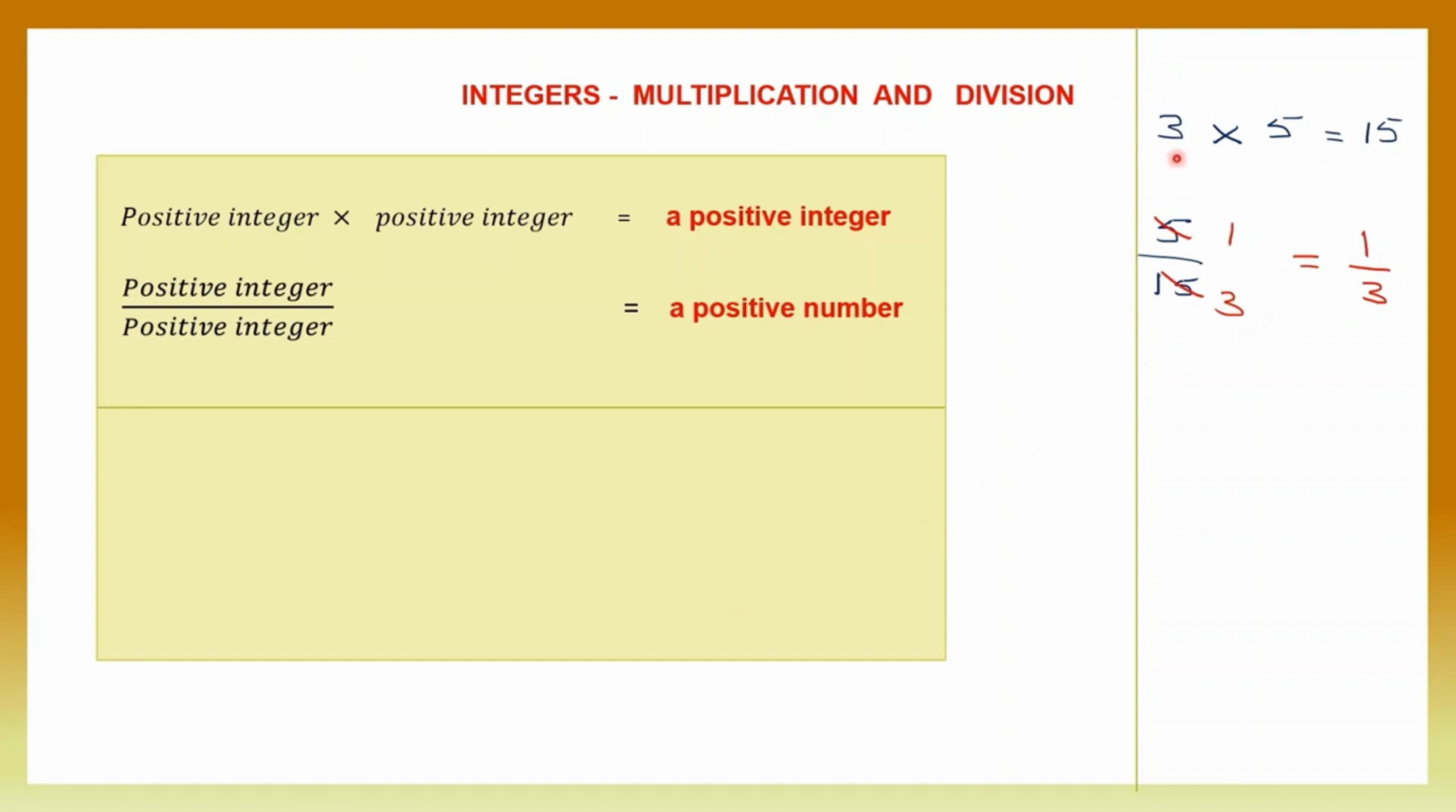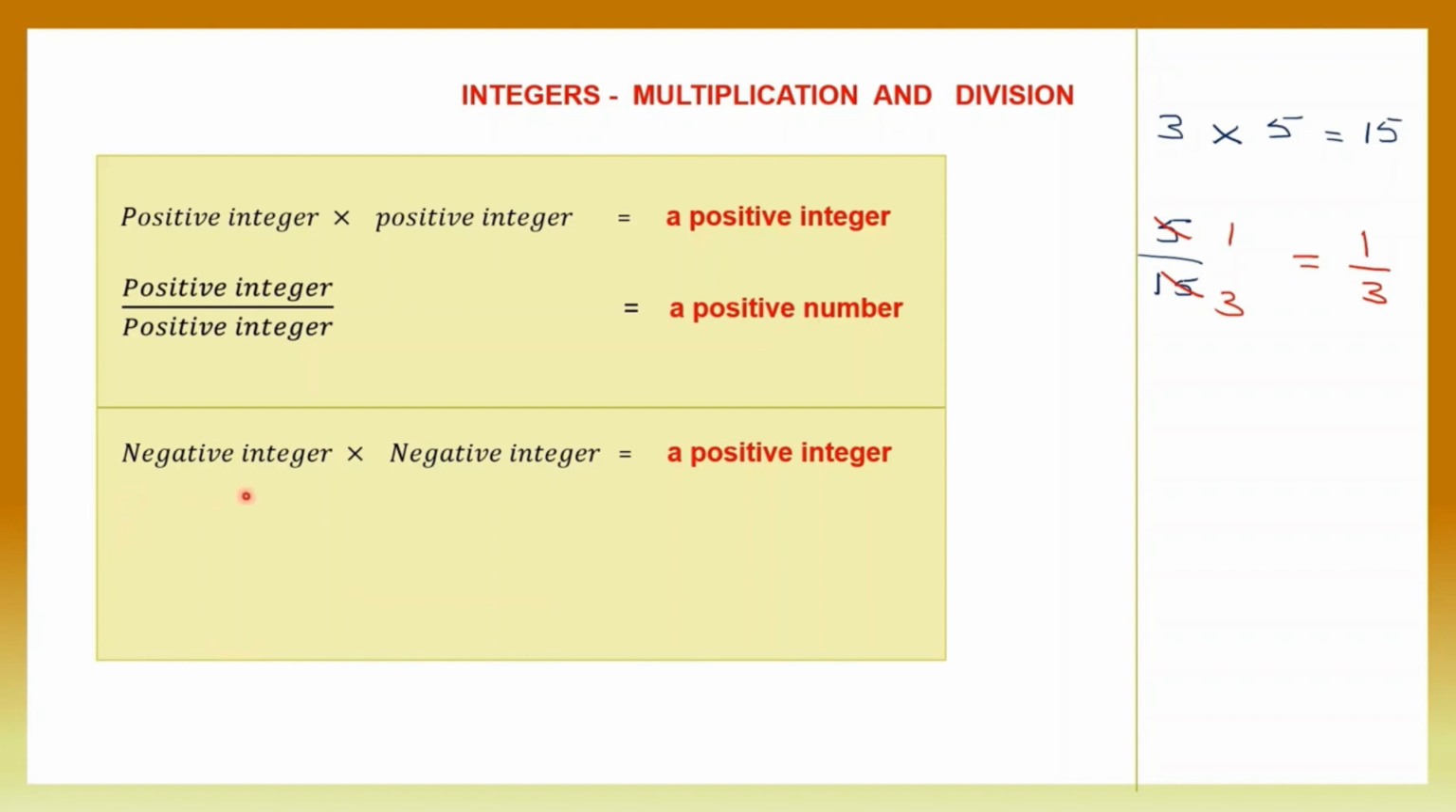So when I multiply a positive integer with another positive integer, my answer is a positive integer. When I divide a positive integer by a positive integer, my answer is also positive. Now this is called a positive number. It's not an integer. Integers are not in the form of fractions. But my division can have an integer as an answer also.